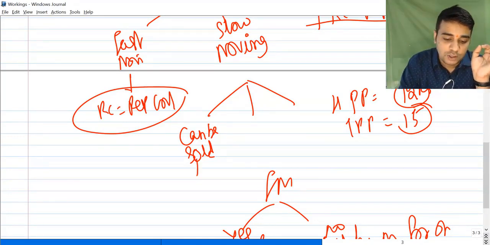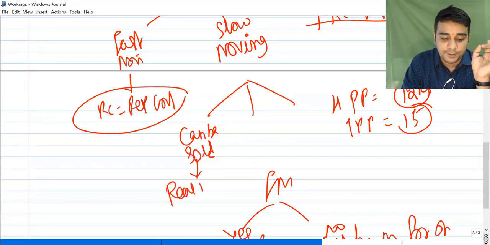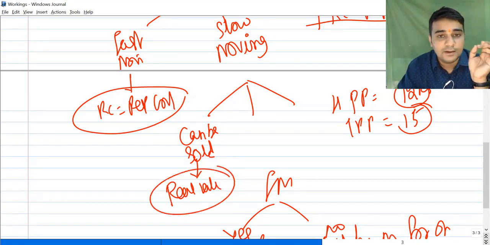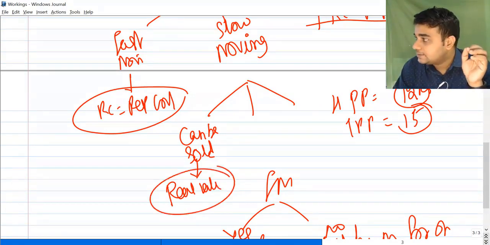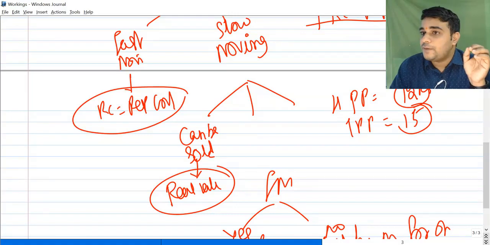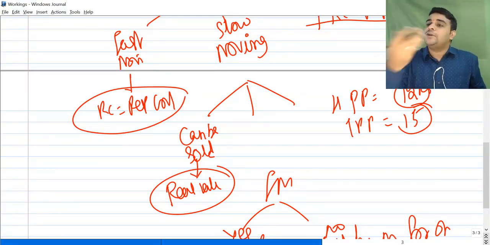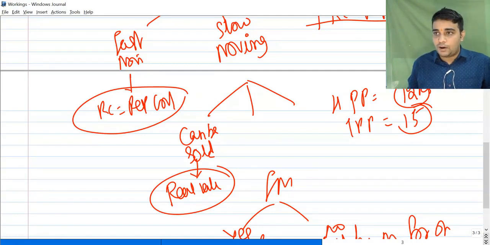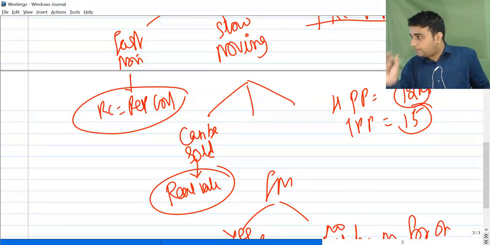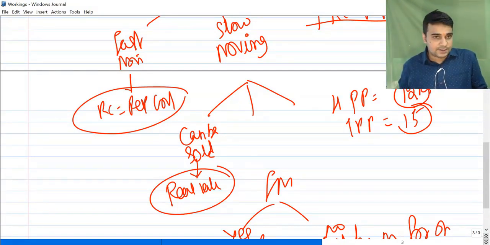The can be sold means relevant cost is realizable value. If you can sell this, the relevant cost is realizable value, because if you do the project, you will lose the opportunity of selling it. You cannot sell this now. Earlier there was an option of selling it. Now you cannot sell it. So you lose that opportunity. The relevant cost is realizable value. Clear? Any doubts on this?